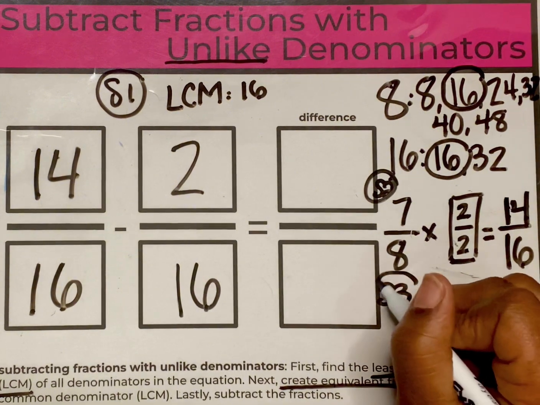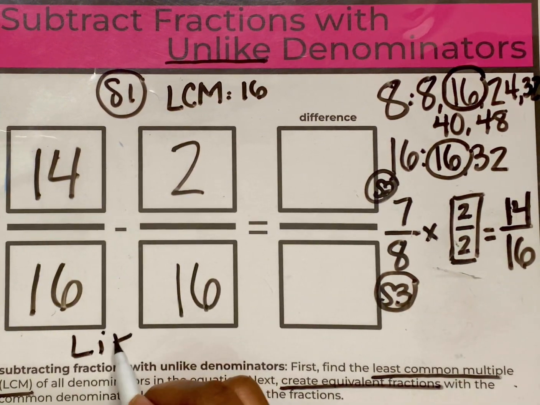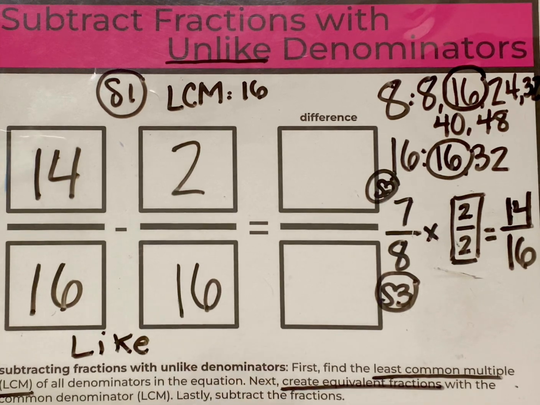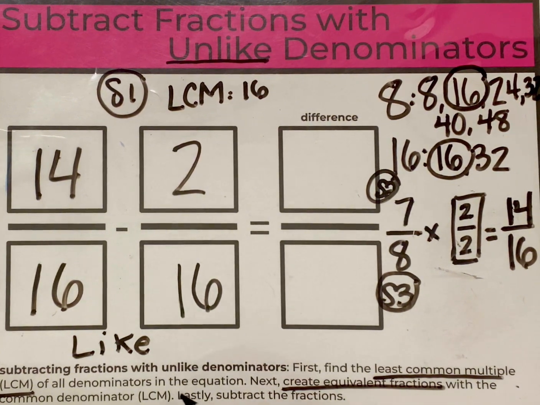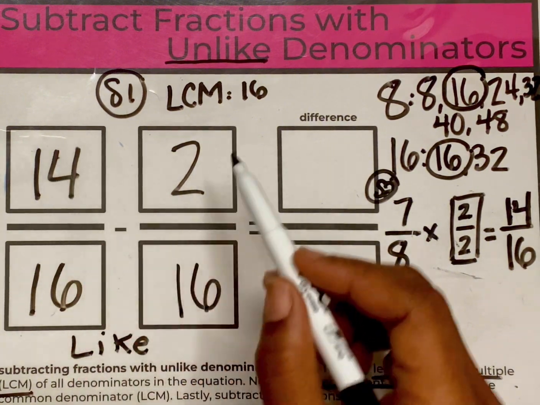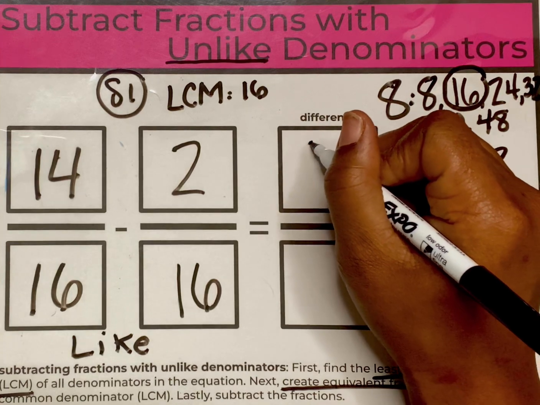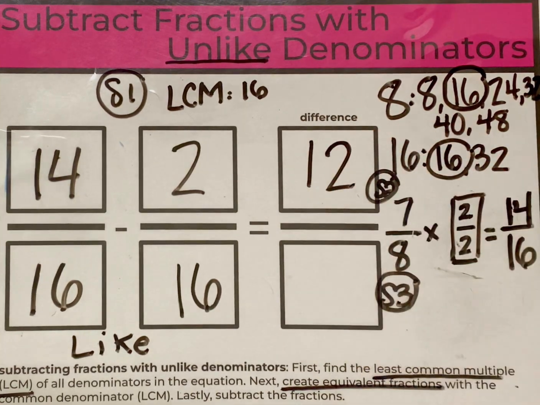Now, do we have like units? Do we have the same number of parts in our first and our second fraction? If you said yes, great. That means that we can now solve the problem. 14 minus 2 is what? 12.